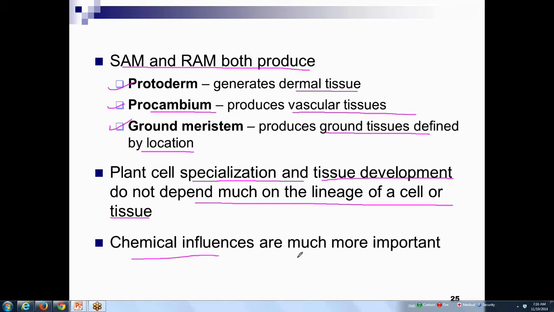So what's going to determine whether a cell becomes protoderm, procambium, or ground meristem? Hormones, guys. Mainly hormones. Expression sometimes of genes resulting in certain proteins. So it's certain hormones and certain proteins that will cause a cell to start to become specialized, to start to become a procambium cell, or eventually a xylem cell. It's not so much on your history, okay?